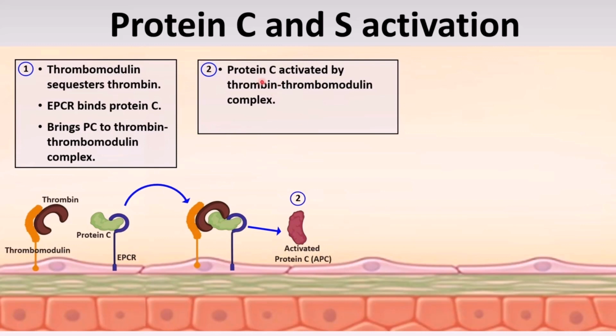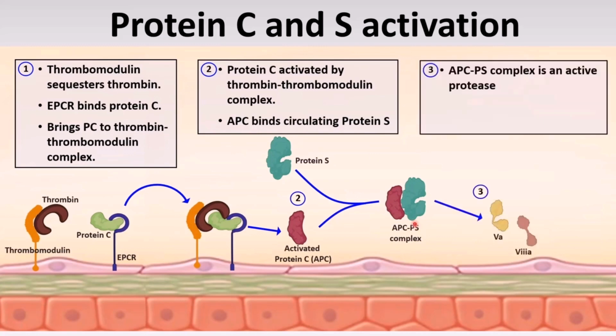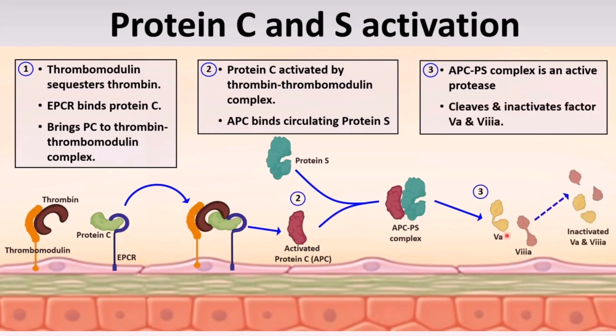So once protein C is activated by the thrombin-thrombomodulin complex, the activated protein C can then bind to another circulatory protein known as protein S. And this will allow the formation of your APC-PS complex, activated protein C and protein S complex. And this complex is essentially a protease that can cleave your clotting factors. So when the APC and PS complex is formed, it can then bind and cleave your factor 5A and 7A. And that allows the degradation and inactivation of these clotting factors.